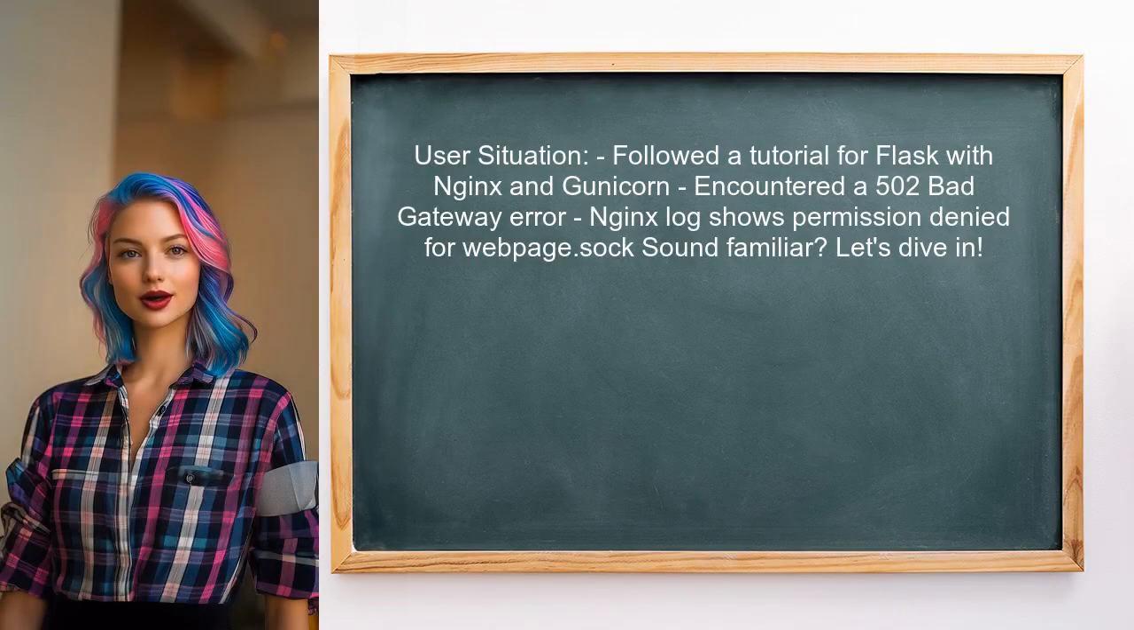Here's the specific situation we're addressing. A user followed a tutorial to set up a Flask application with Nginx and Gunicorn, but encountered a 502 bad gateway error. The Nginx log indicated a permission-denied issue when trying to connect to the webpage.sock file. Sound familiar? Let's dive into the details.